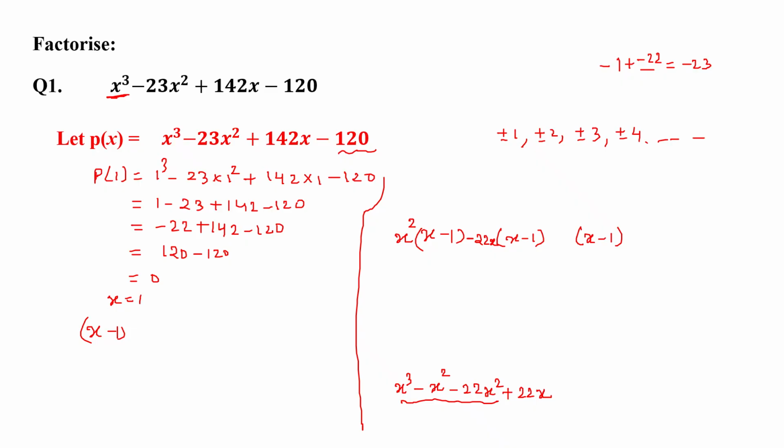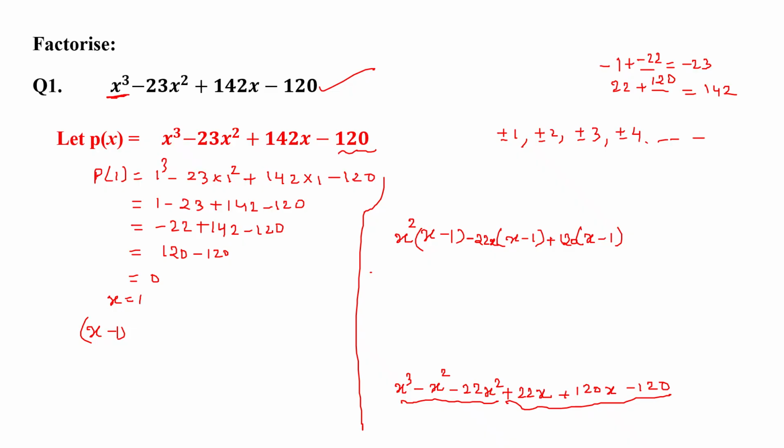Now think: in 22, what should you add such that it becomes 142? Here I have to add 120, isn't it? So here you will write 120. Now again proceed with the multiplication. It will become plus 120x minus 120. And if you combine this, you are going to get this polynomial only.